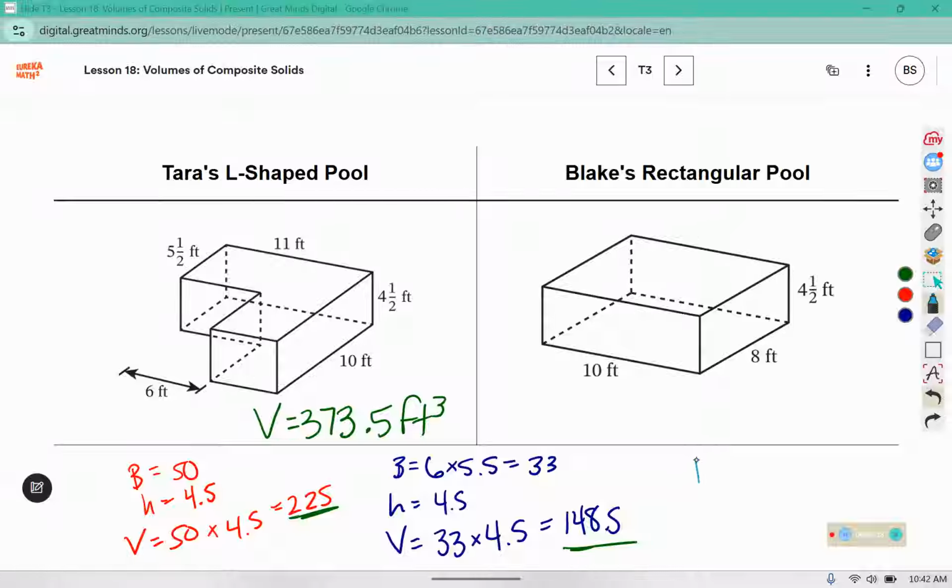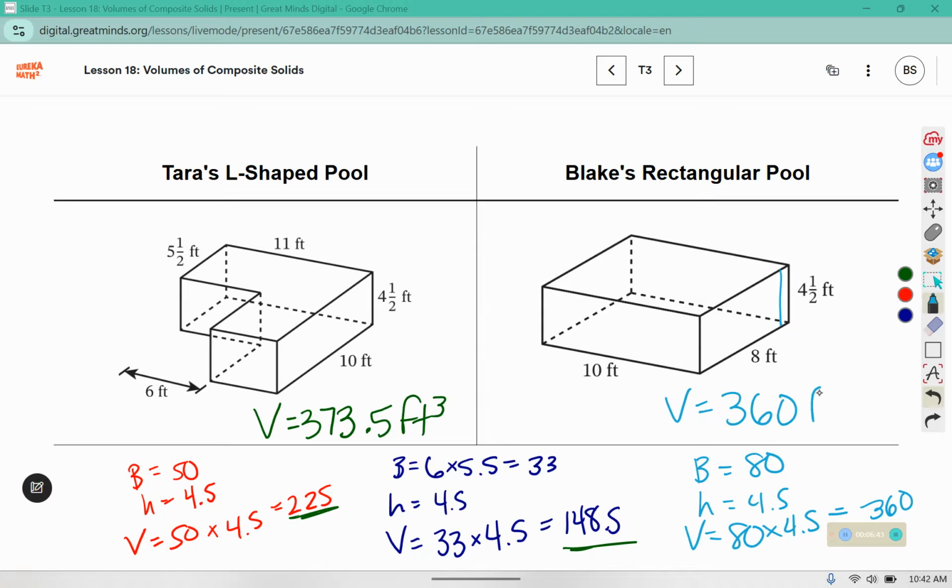For Blake's pool, the base is 10 by 8, which is a base area of 80, and it has a height of 4.5. 80 times 4.5 is a volume of 360. So the L-shaped pool holds more because 373.5 is greater than 360.